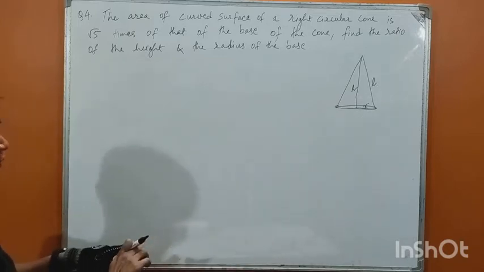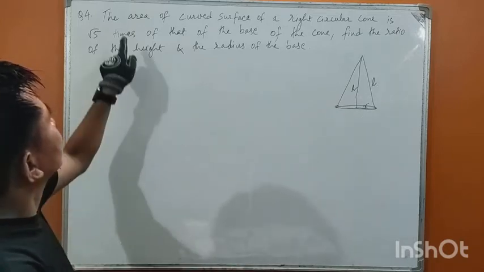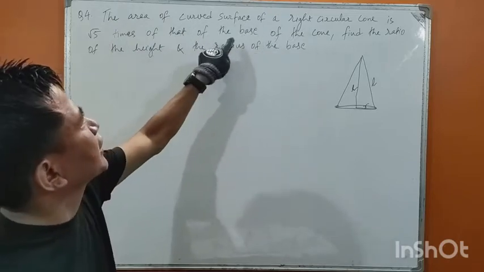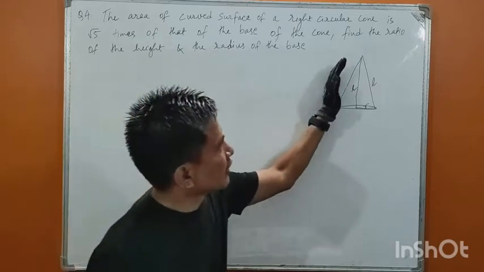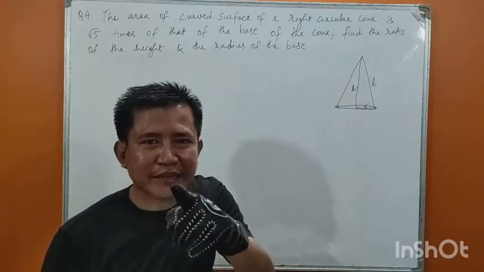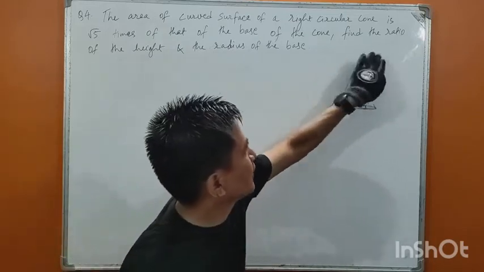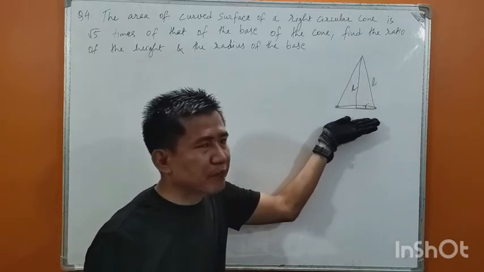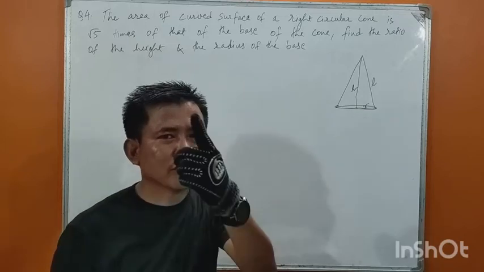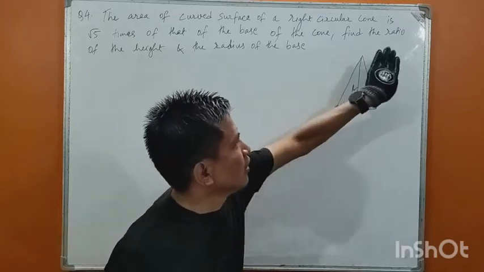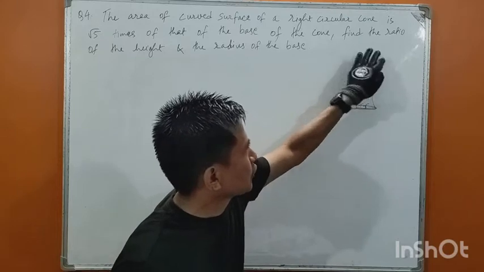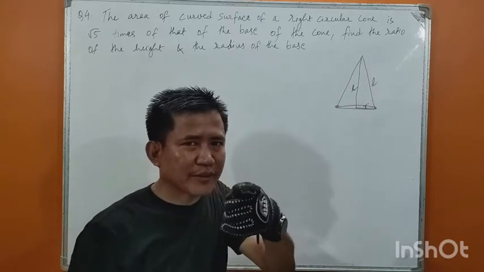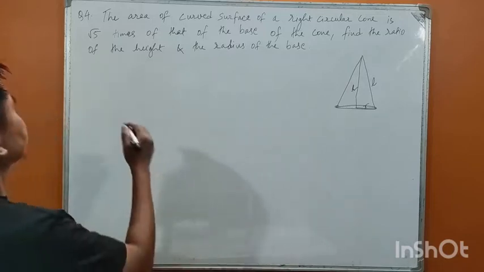Now, what is given to us? The given condition is that the area of the curved surface of the right circular cone is √5 times the area of its base. The curved surface area means lateral surface area. The area of the lateral surface is √5 times the area of the base. And the base of the cone is always circular, isn't it? This is the given condition. We are going to use this, okay?